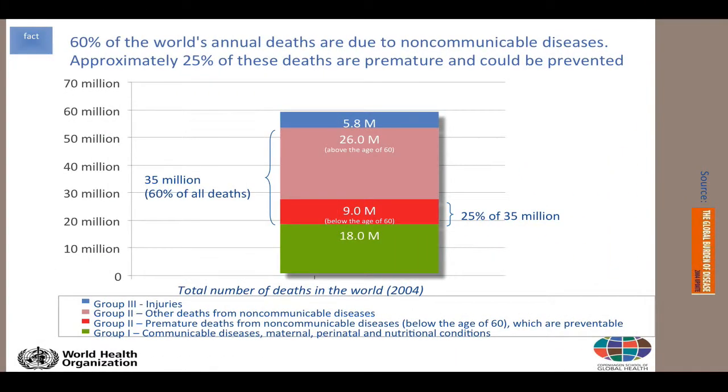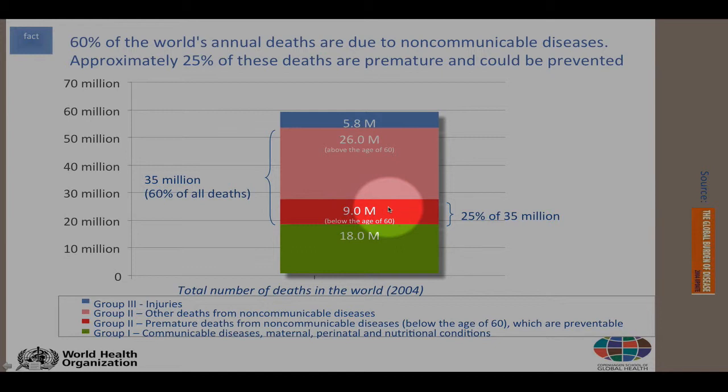Another argument for the prevention of NCDs put forward was that about 25% of the total mortality would occur below the age of 60, and that is considered as premature, and therefore it should be preventable.